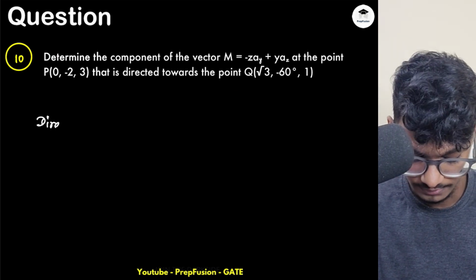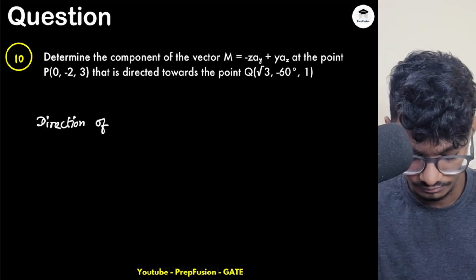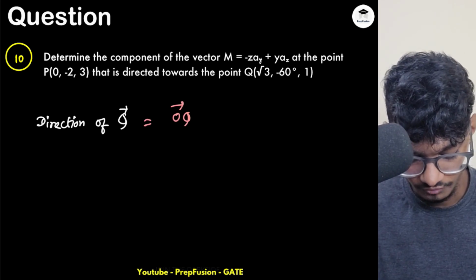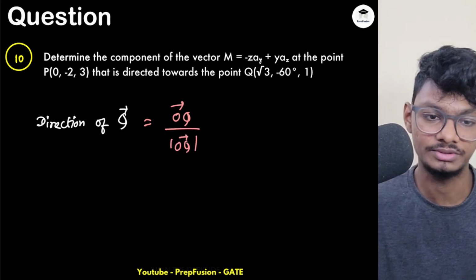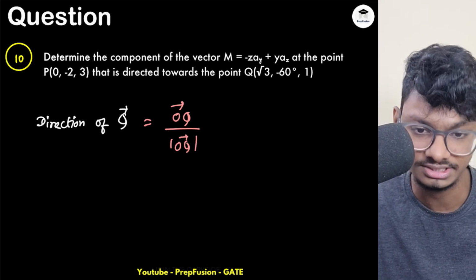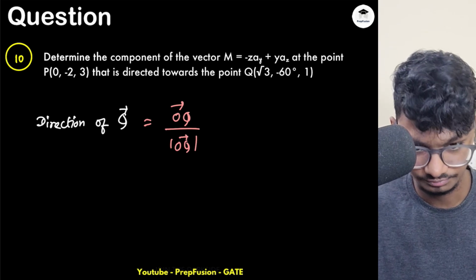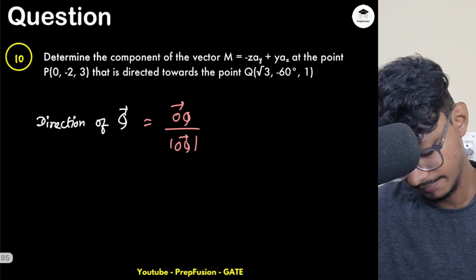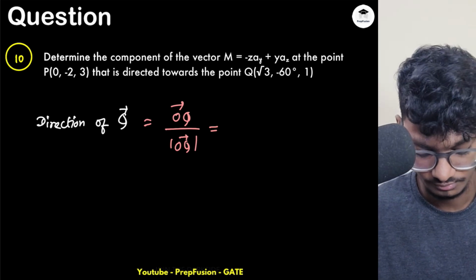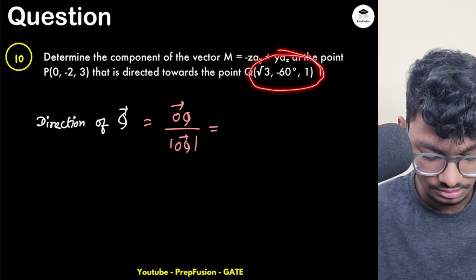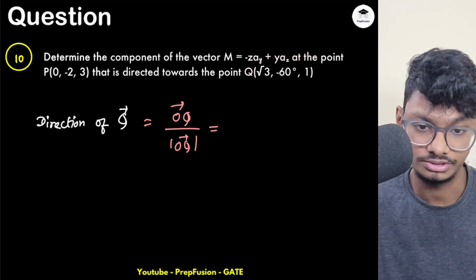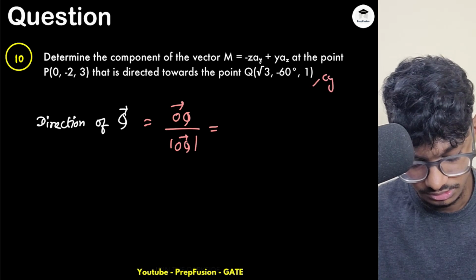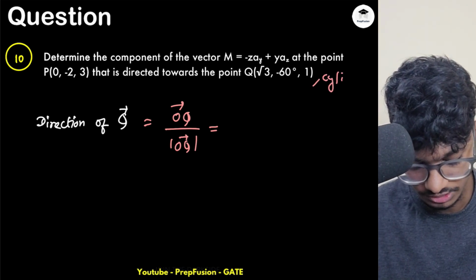So the direction of Q will be simply the OQ vector divided by the magnitude of the OQ vector. This will give me the unit vector in the direction of OQ. First of all, this is given in the cylindrical coordinate system, because this is not angular, this is simply a number.